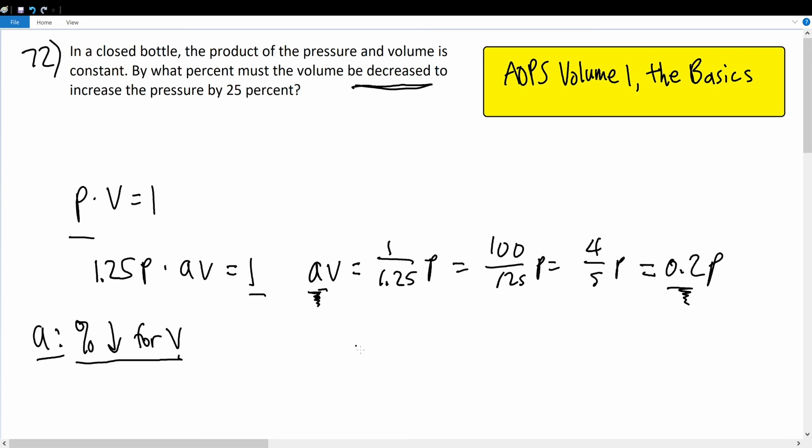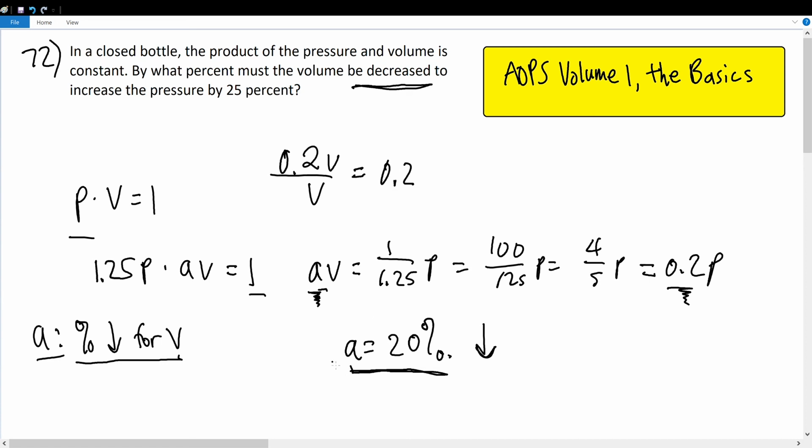So A must be equal to 20% because it's getting subtracted by 20% of its original volume. And by how much 20% subtracted will be left in A? Well, after we decrease it by 0.2 divided by V should give 0.2. So we must decrease it by 20%.